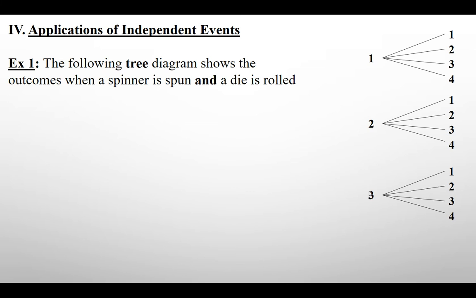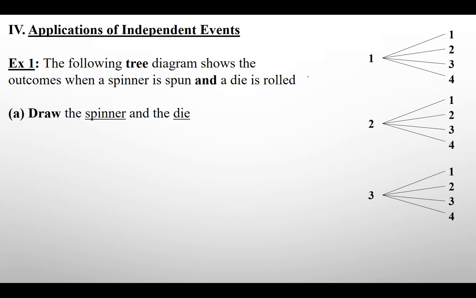Let's start off with this example. It says the following tree diagram shows the outcomes when a spinner is spun and a die is rolled. What I want to do here is I kind of want to work backwards, because typically the problem shows us what the objects are, like we would be shown what the spinner is and we'd be shown what the die is. And then we need to construct a tree diagram based on that. Well, this time it shows us a tree diagram and we actually want to go backwards and construct both the spinner and the die.